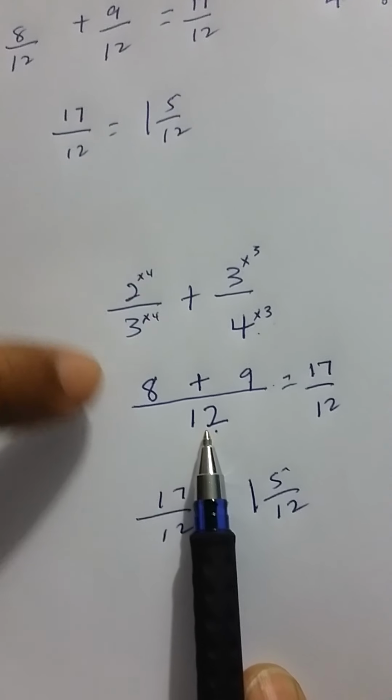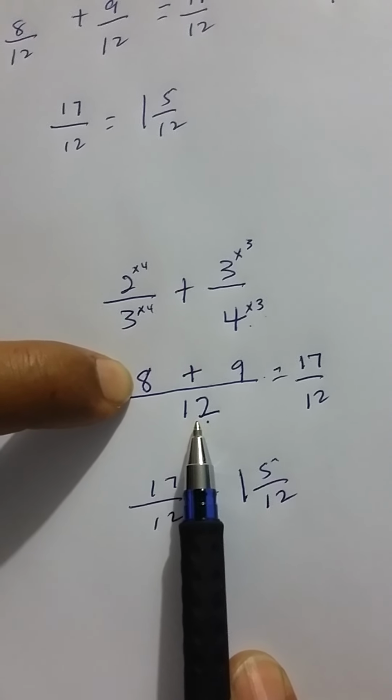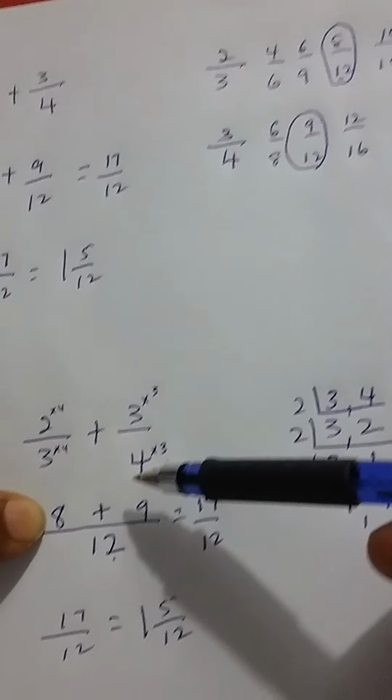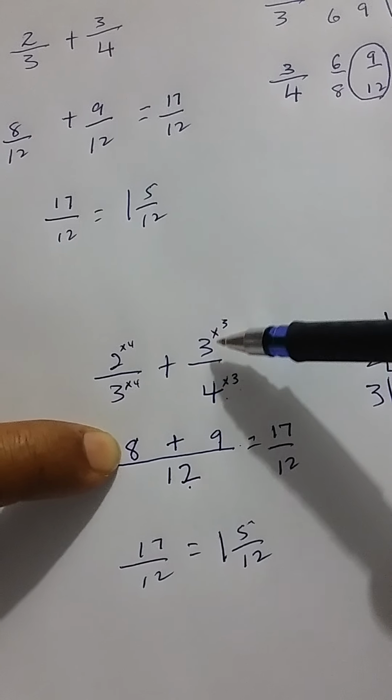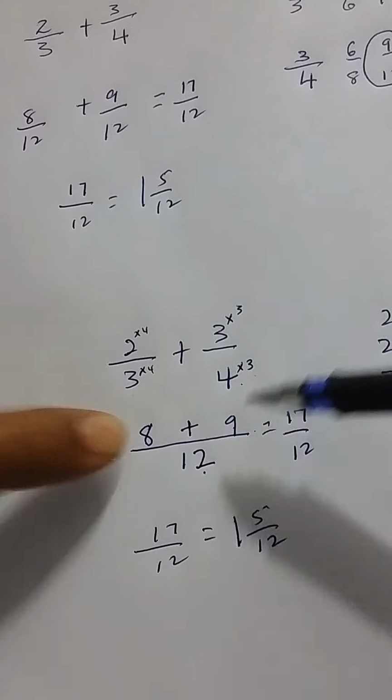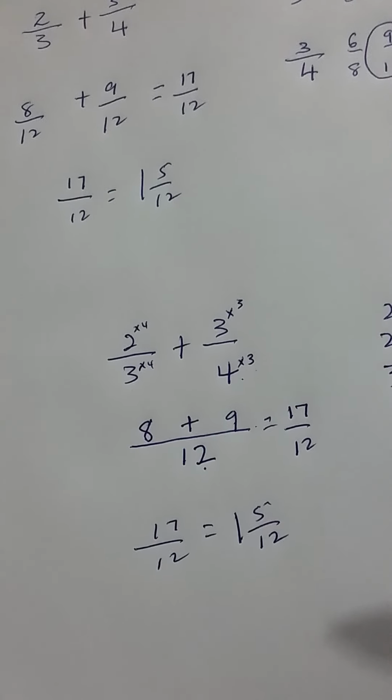2 fours are 8. And in this case, we say 4 times 3 gives us 12. So 3 threes are 9. Alright? So it's short and very simple.